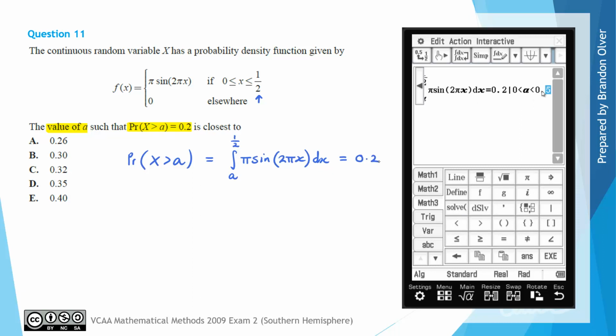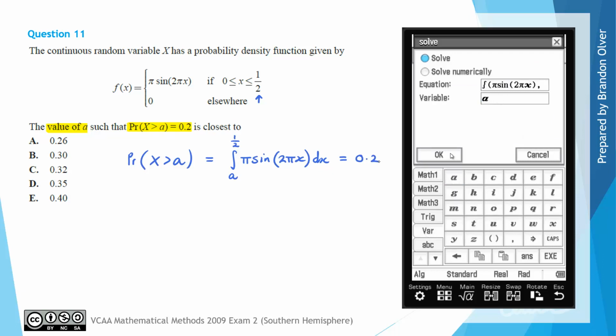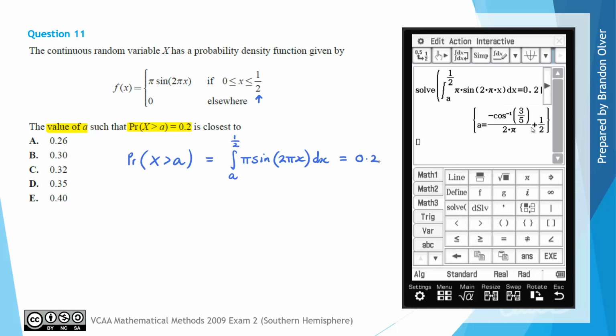Now we can highlight this. Make sure you highlight the whole lot, including that restriction, and go interactive, equation inequality, solve, and the variable we're actually solving for is going to be a. And hitting OK will give this as the exact value of a. We only want a decimal, so I can highlight that and convert it, and we get a equals 0.352. So from the calculator, we found that a is equal to 0.352. So a is closest to 0.35, which is option D.